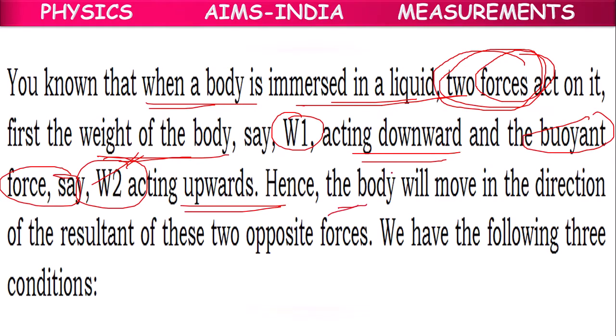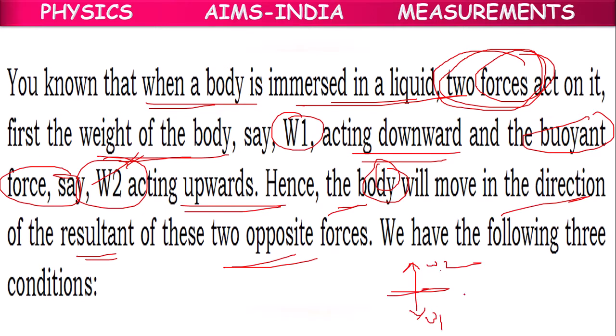So the body will always move in the direction of the resultant of these two opposite forces. This is W1, this is W2. What is the value of W1? What is the value of W2? Which one is greater? What is the resultant force? Because of these two forces, the body will always move in the direction of the resultant force.